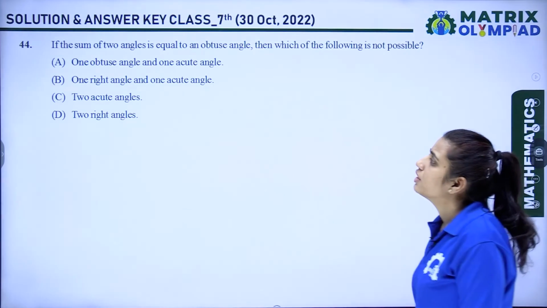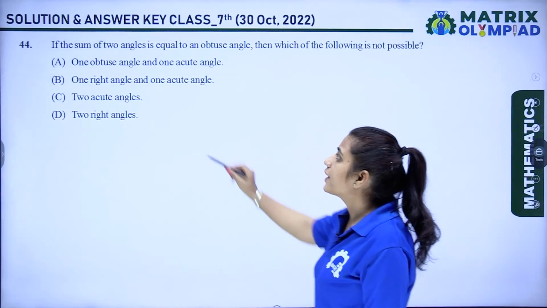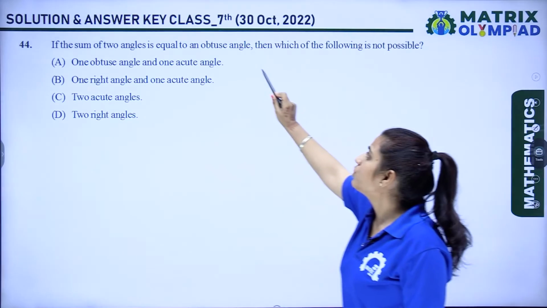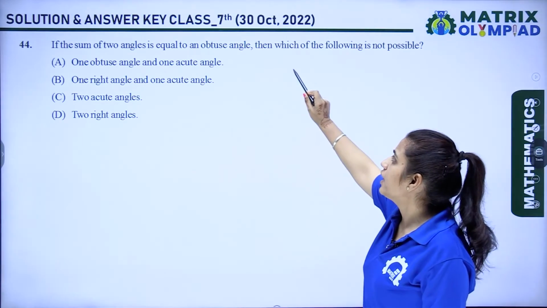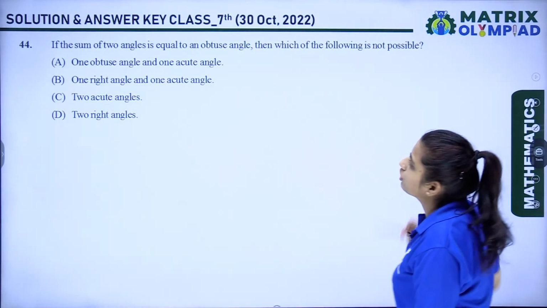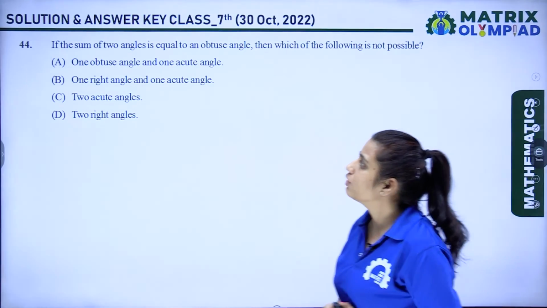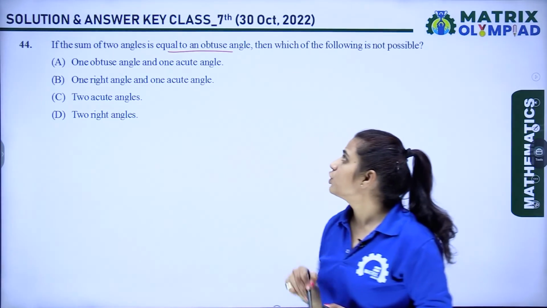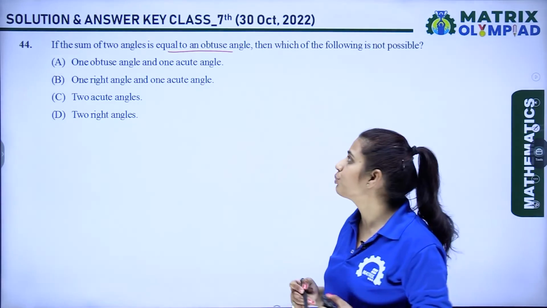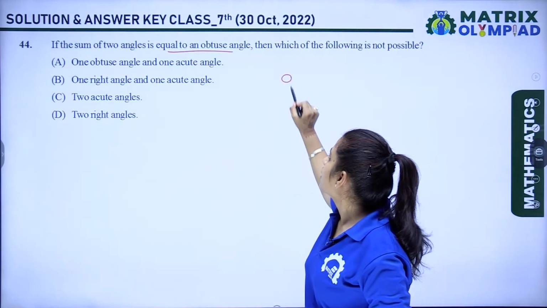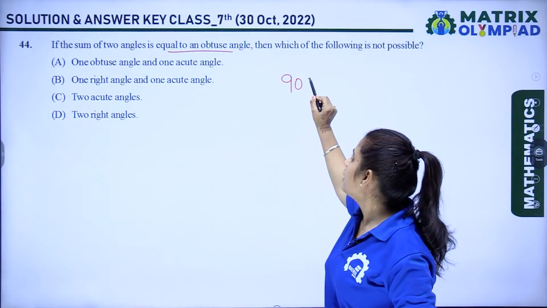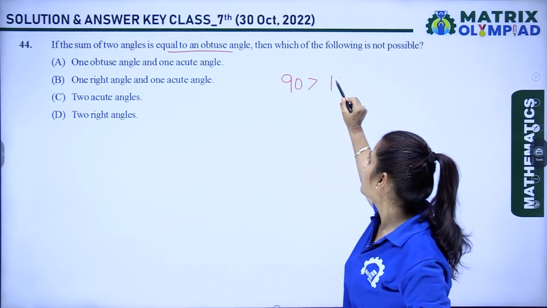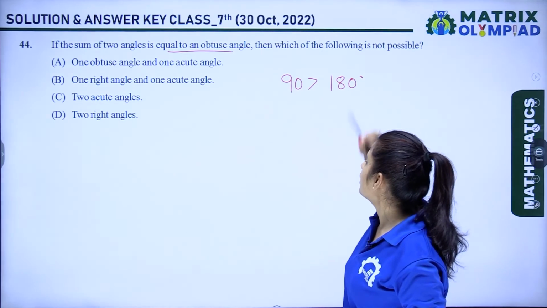Next question is, if the sum of two angles is equal to an obtuse angle, then which of the following is not possible? We have to find out the sum of two angles that is equal to an obtuse angle. An obtuse angle is greater than 90 but less than 180 degrees.